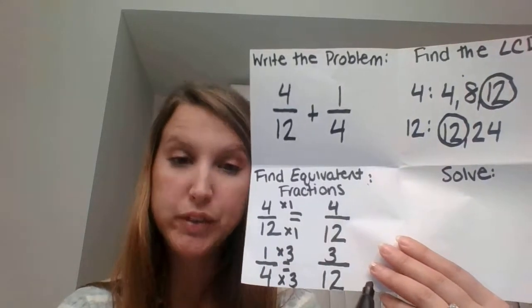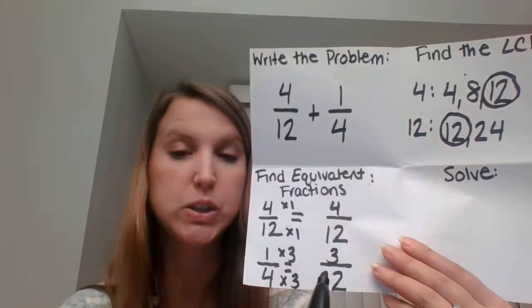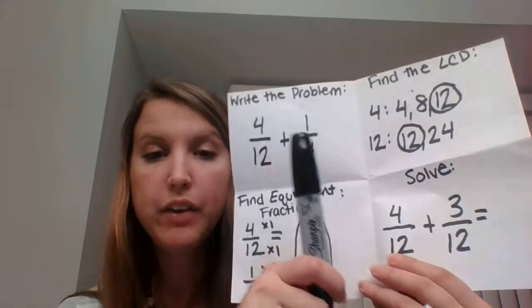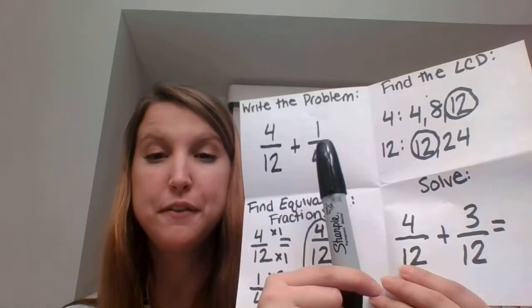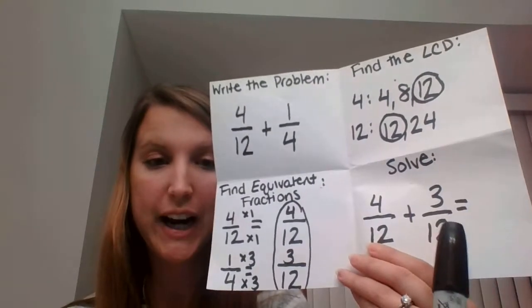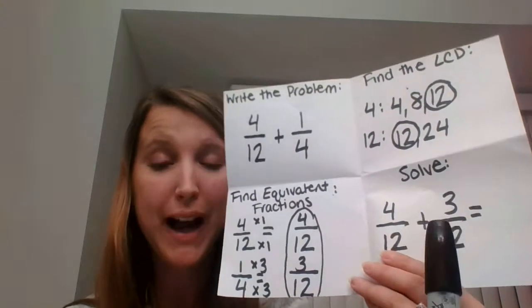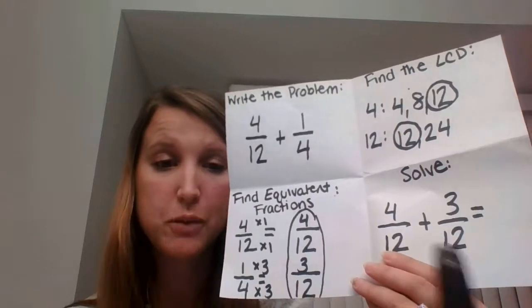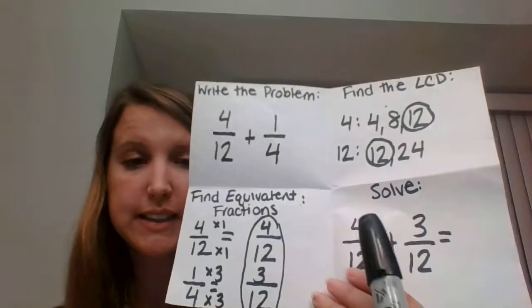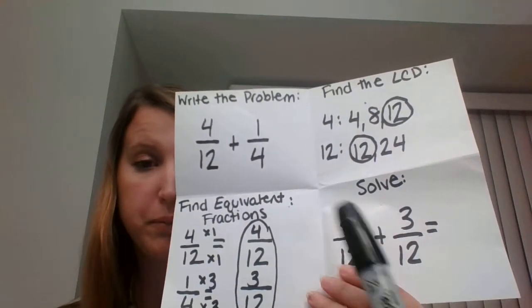Now I'm going to use my equivalent fractions, 4/12 and 3/12, to actually solve my problem, because I can only add or subtract fractions when the denominators are the same. So in my solve box, I'm going to do 4/12 plus 3/12 like this. Even though my original problem was 4/12 plus 1/4, I had to create equivalent fractions for both of these fractions in order to solve. When I'm actually solving, I need to make sure my denominators are the same. Now that they're the same, I can just go ahead and add straight across.